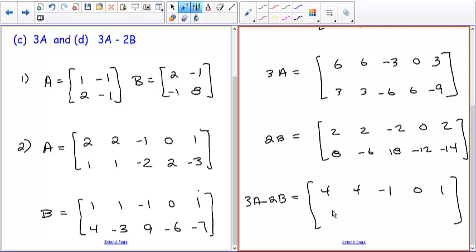3 minus 8 is negative 5. 3 minus a negative 6 is 9. Negative 6 minus 18 is negative 24. 6 minus a negative 12 is 6 plus 12, which is going to be 18. And negative 9 minus a negative 14, negative 9 plus 14 is going to give me 5. Okay, so that's problem number 2.